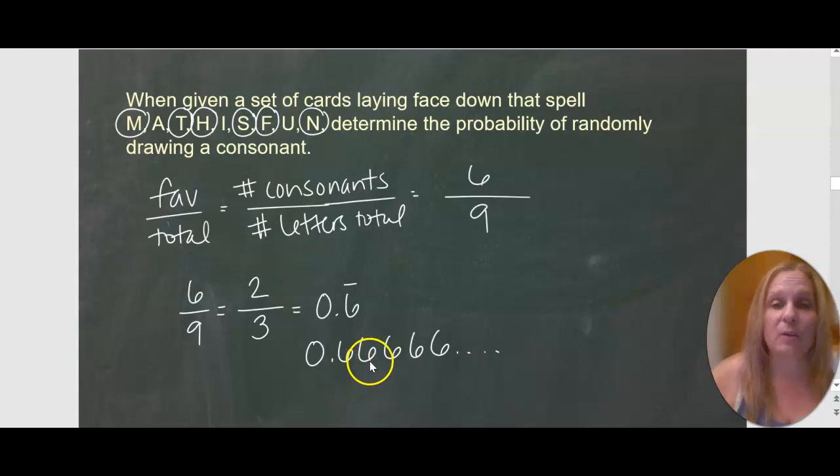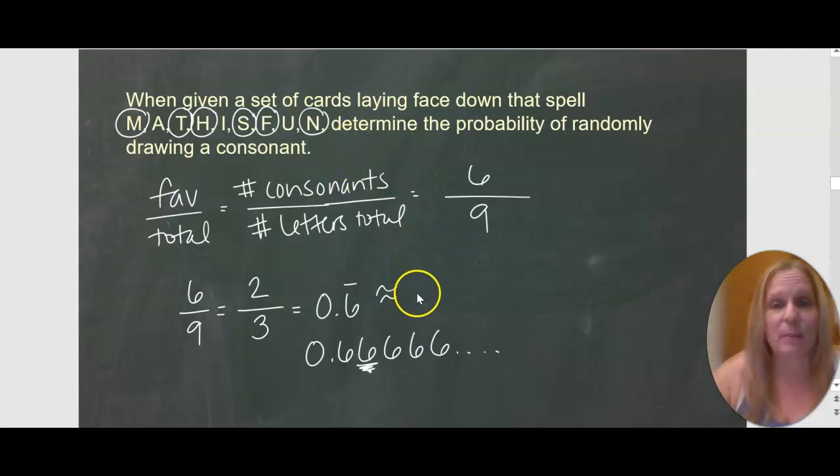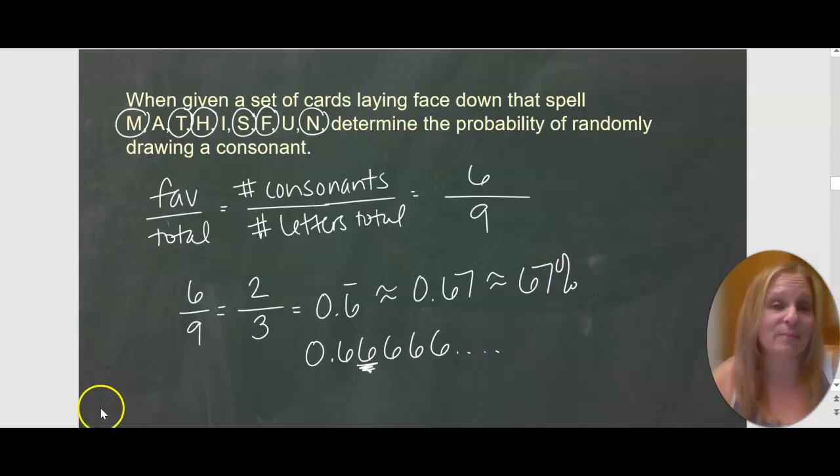If I wanted to round to this decimal place right here, the hundredths place, I'm going to use little squiggly lines to show that I rounded. Then I would look at the next number. It's 5 or above, which means this 6, I got to give it a shove. So it would become 0.67 or approximately 67%. Right? Okay.